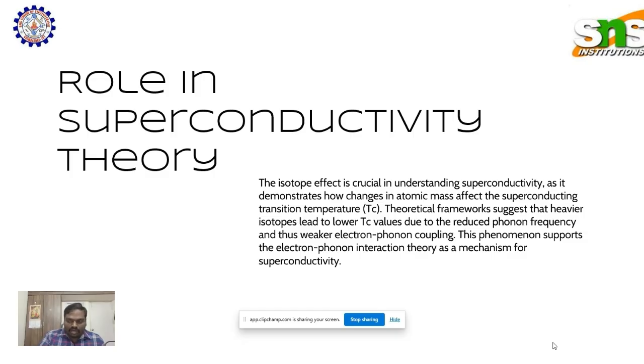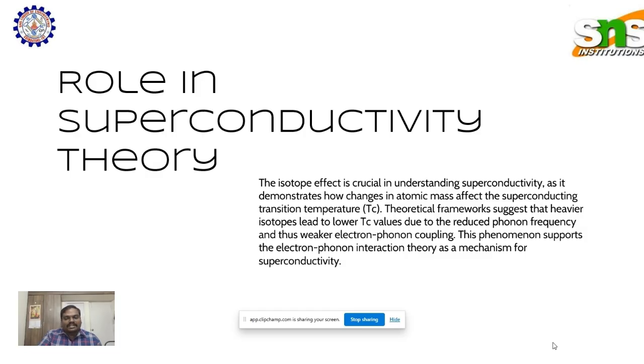Now, what about the isotope effect? Isotopes are atoms of the same element but with different masses, and surprisingly, changing the mass of an atom in a superconductor can change the critical temperature. The isotope effect is crucial to understanding superconductivity, as it demonstrates how changes in atomic mass affect the superconducting transition temperature.